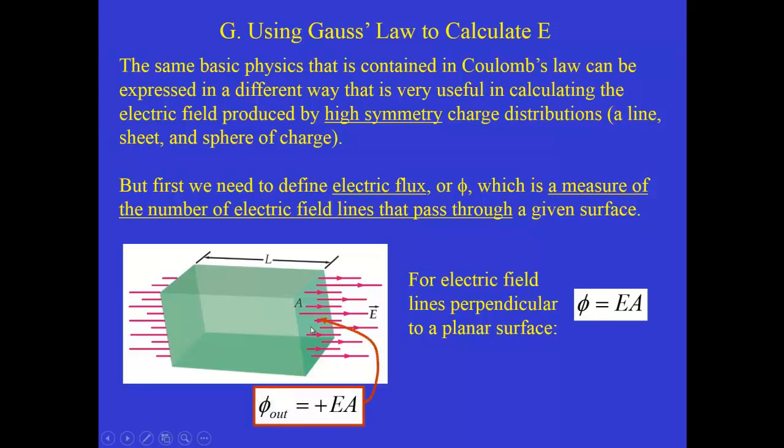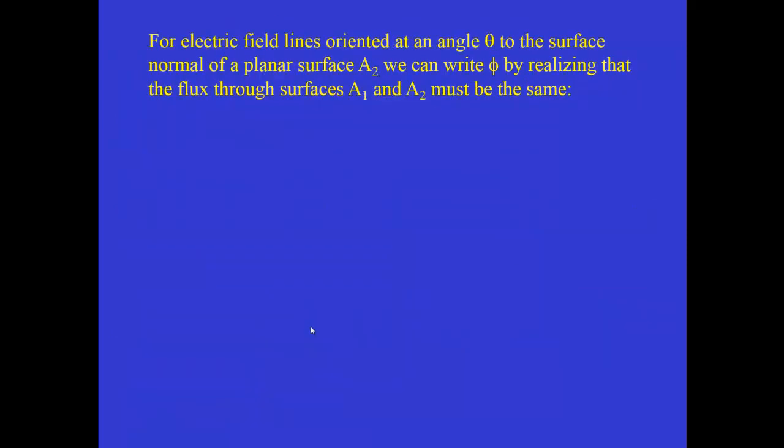We do make a distinction between field lines that go into a surface when there's a closed surface involved and field lines that come out. So when field lines come out, we assign that a positive sign and we say that that's a positive flux. When field lines go in, we say that that's a negative flux. So keep that sign convention in mind as we go through this part of the course.